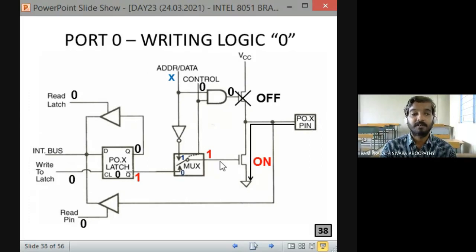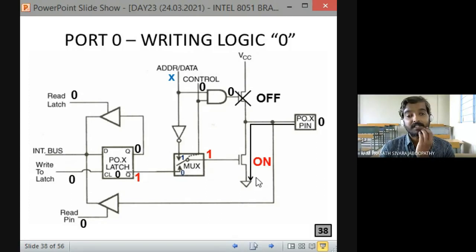So what about the logic of the port pin? When this field effect transistor is in on state, it is directly connected to ground. Fine. As an ideal representation. Generally, there may be some voltage drop across this field effect transistor, but ideally we are considering this pin is connected to ground. So the port pin has logic 0. That's it. Fine.